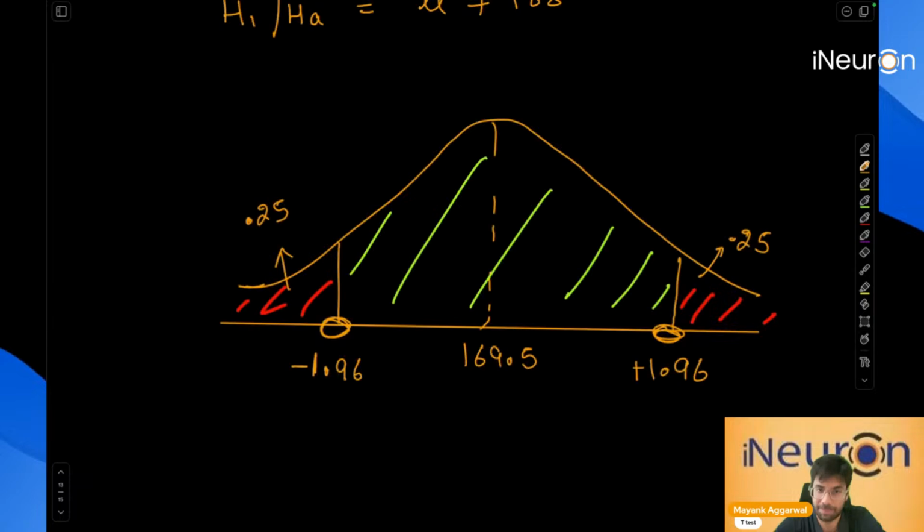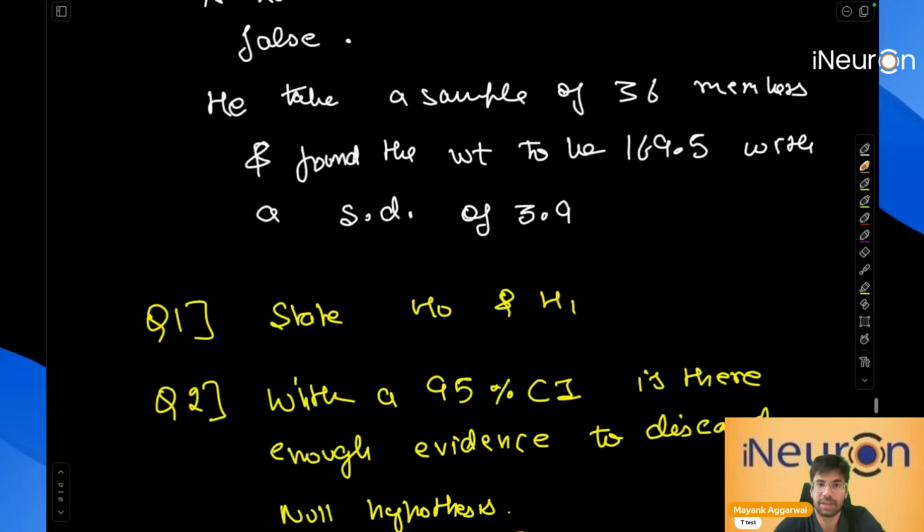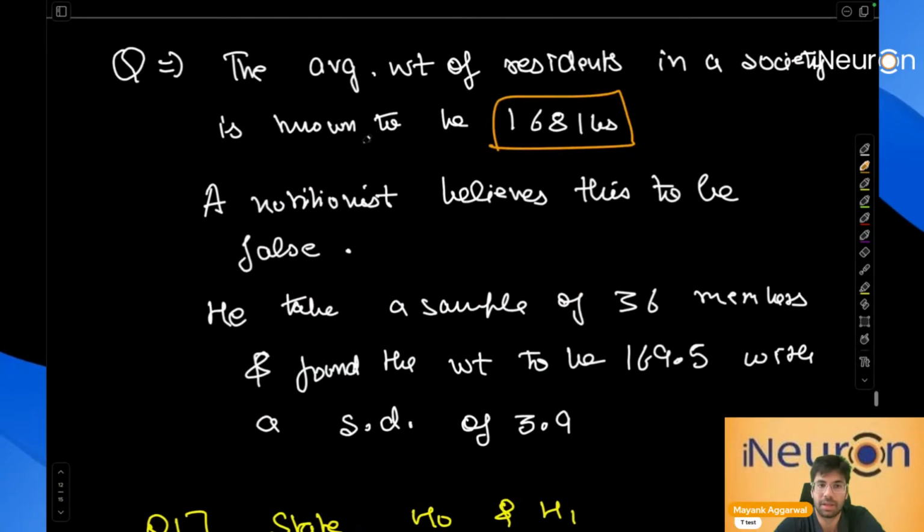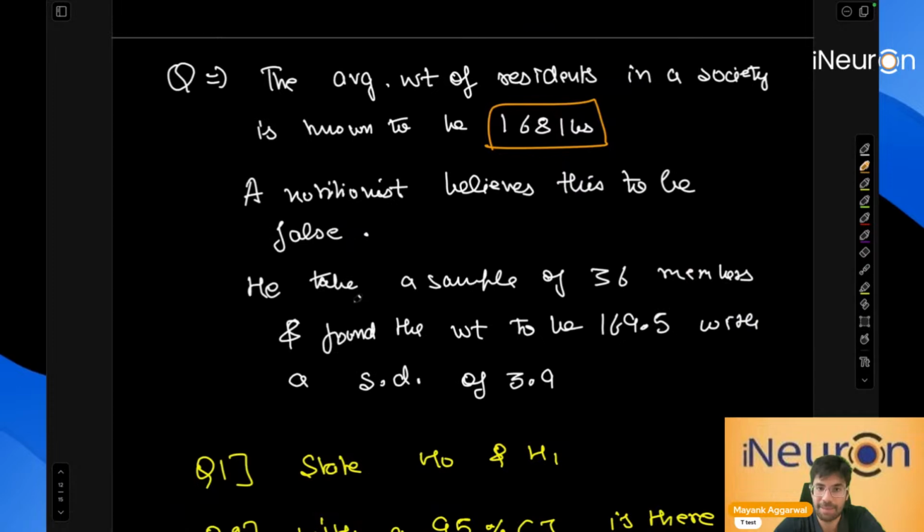Now, next thing, what we all can do, we can calculate Z. What was the formula to calculate Z? Can anyone tell me? S by root n. So this time we are given the standard deviation of the sample, and the sample size is 36. So that's why I'm going to apply the Z test and not the T test.